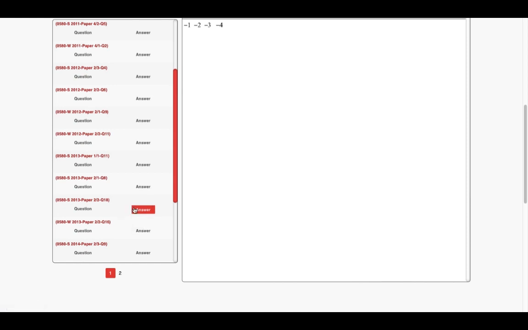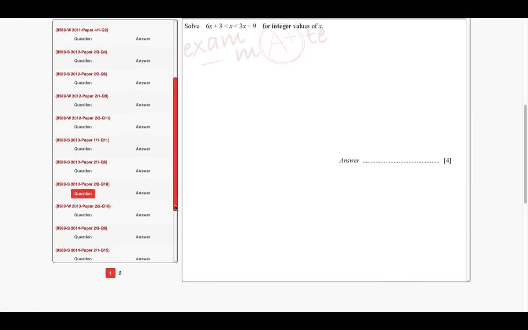Okay, they just want you to list the integers. It says solve this one. Oh, for the integer values. They want the integer values. So what are the integer values? After solving this, you have negative 1 to negative 4. So I think we stop here for today, right?